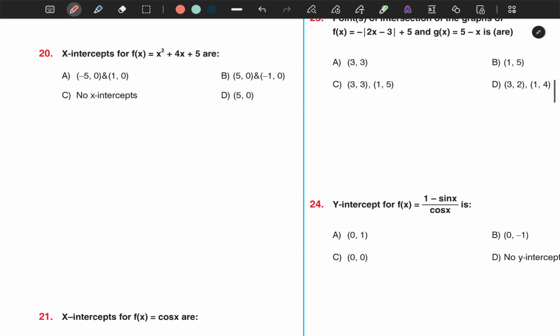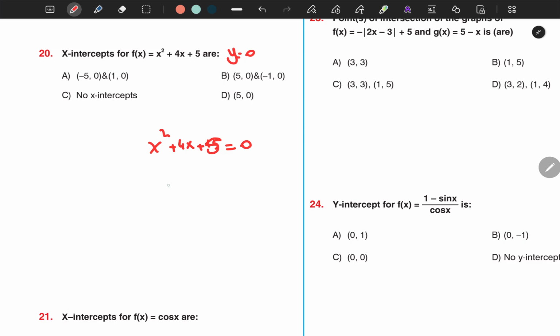For x-intercept, okay. X squared plus 4x plus 5. What should I do, guys? I have to replace, isn't it? So for x-intercept, y always must be 0. X power of 2 plus 4x plus 5 equal to 0. This is easy. Do you know why? How do I know that it is easy?